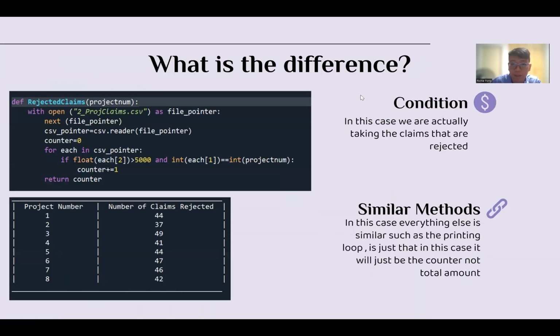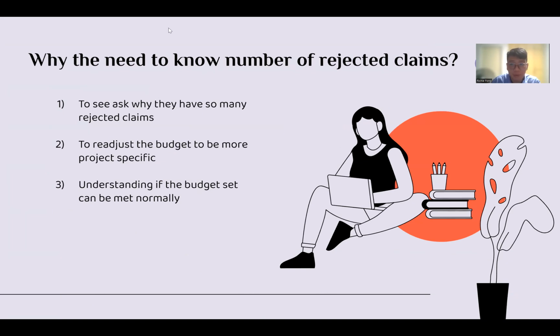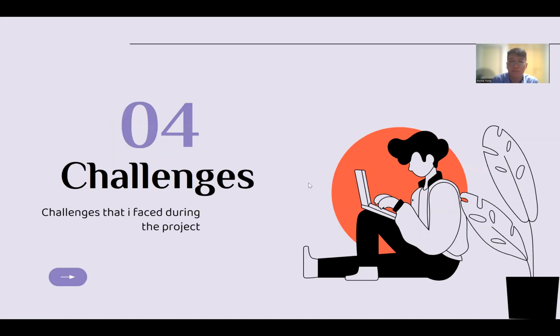So for the additional feature, I mainly want to find the number of project claims rejected per project. So as we can see, mainly only the conditions change, but the methods are quite similar to get the output below. So why do we need to know about the rejected claims, the number of rejected claims? So it's important for a CEO to know the number of rejected claims to readjust his or her budget, as well as for him to find out which project has the most issues adhering to the claim, so that he can see how he can better help these project leaders.